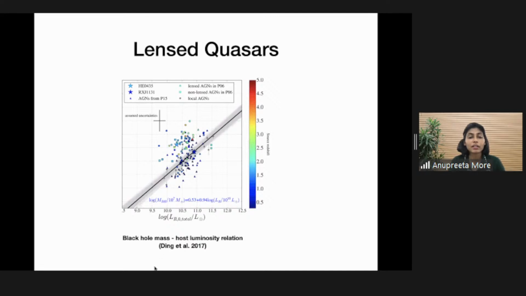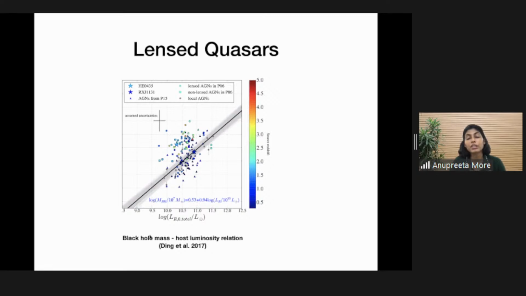In this case, here I'm showing how lensed quasars can be used to study the properties of the black holes, which are located at the center of these galaxies. So we expect that the masses of the black holes may be related to the properties of the host galaxies themselves. So there are these relations which are constrained from the nearby universe. For example, the relation between the black hole mass and the luminosity of the host galaxy.